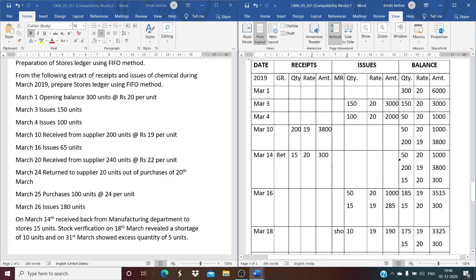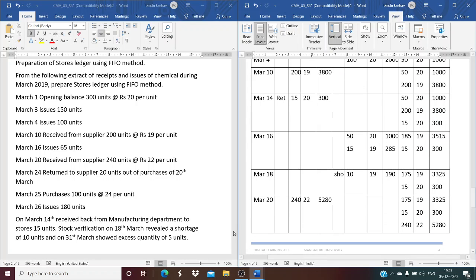Now, how we are going to record the balance? See here, first we have 50 units at rupees 20, 1000. Next, the purchases which are made, 200 units at rupees 19, 3800. Now, whatever returns received from the manufacturing department will be recorded next, that is 15 units at rupees 20, rupees 300. So we have three lots now. First lot is 50 units at rupees 20. Second lot is 200 units at rupees 19. And the third lot is 15 units at rupees 20.